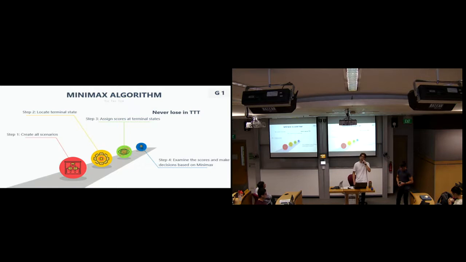The first step of the Minimax algorithm is to create all possible scenarios, then to locate the terminal state, which is also the end state of the game, then assign scores at the terminal state, and also examine the scores and make decisions based on the Minimax algorithm.